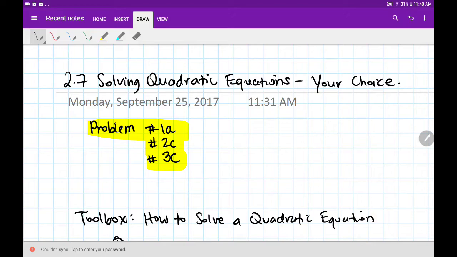We're doing solving quadratic equations with your choice. That's the big one there. This is more challenging than the previous lessons because now you have to decide which factoring method works. We're going to be doing these three problems from the homework.